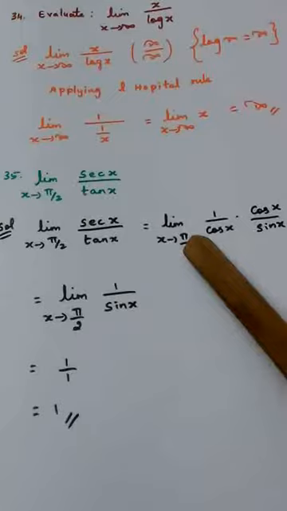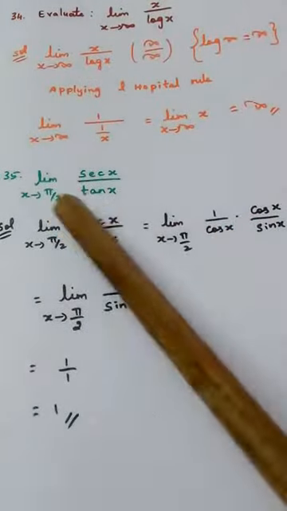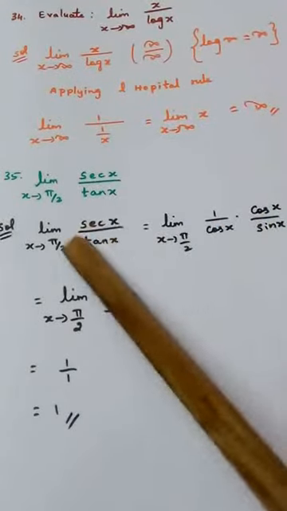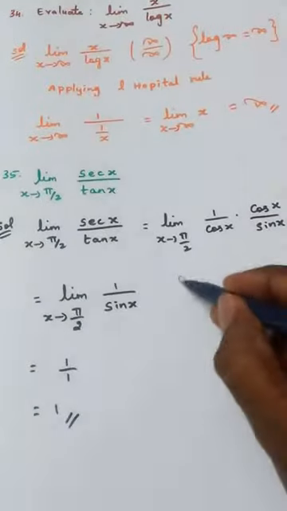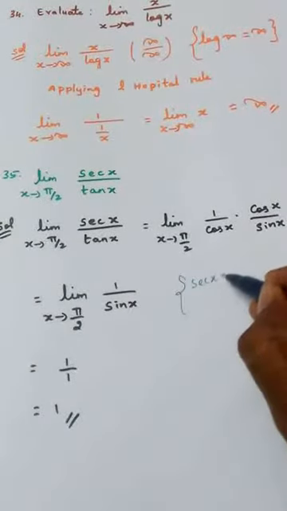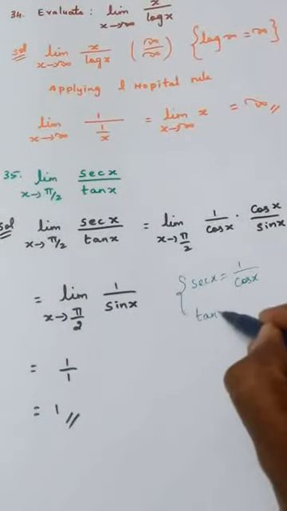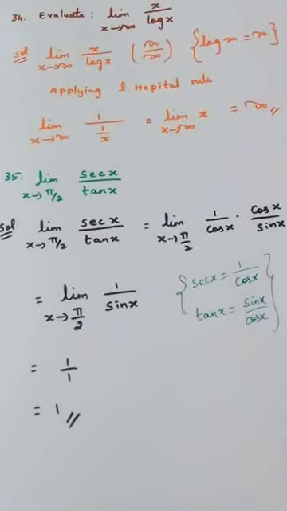Limit x goes to pi by 2. Secant x can be written as 1 by cos x, right? You know very well, secant x is written as 1 by cos x. Tan x is written as sin x by cos x. Yes or no? Even if you don't know, I'll write the formula here. Secant x can be written as what? 1 by cos x. How to write tan x? Sin x by cos x. So you apply these two formulas here.